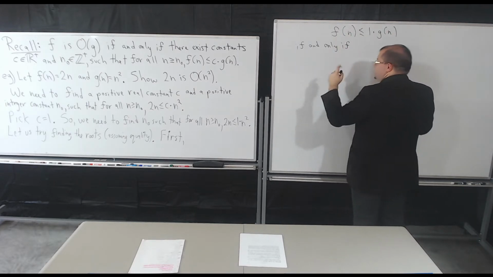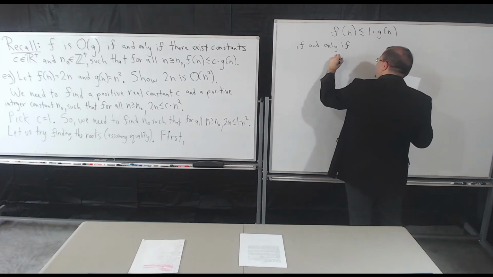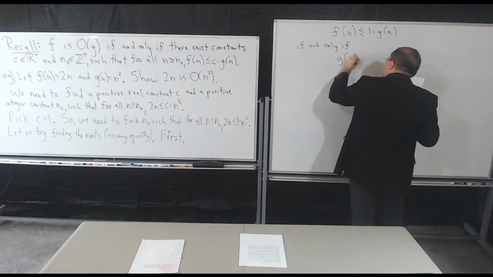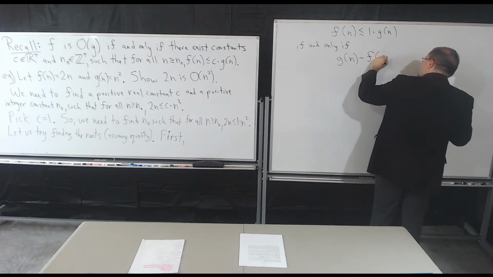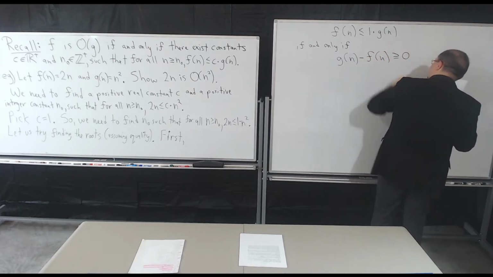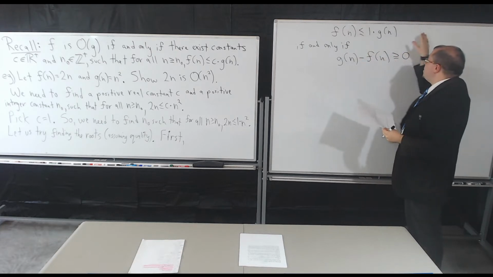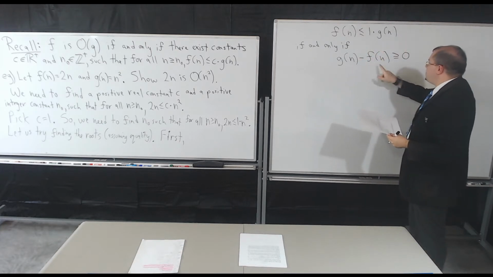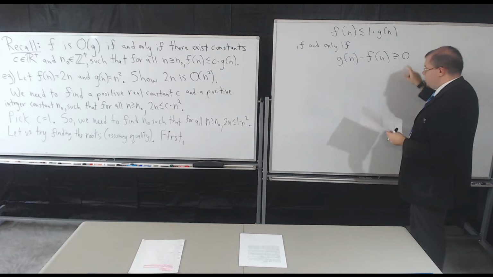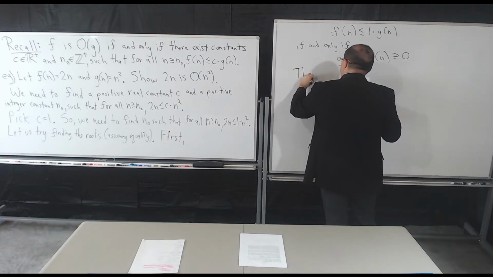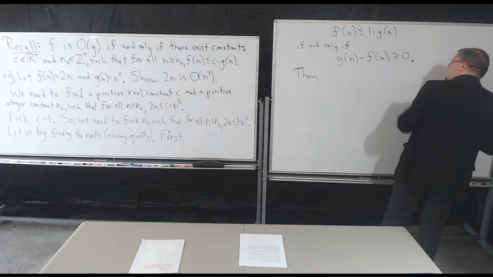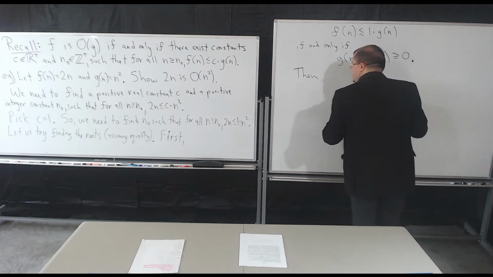You got to think about these things. You're going to find that not every time it's going to work out where it's going to be very simple to see what you're going to do. So I'm just going to rewrite that a little bit. I'm just going to subtract f of n on both sides. So now I have g of n minus f of n is greater or equal to 0. Then, don't forget a period. Remember, we got to treat these things like sentences.